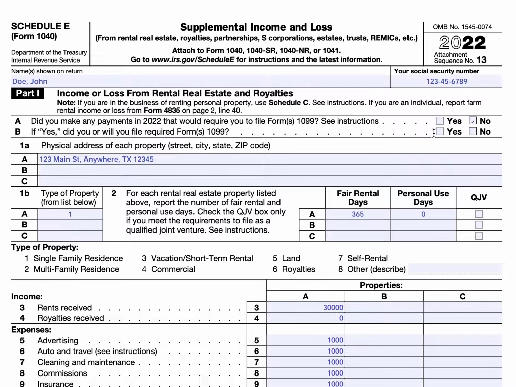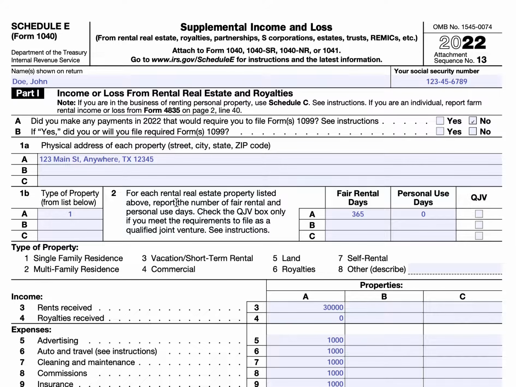In this case, our hero John Doe did not file a 1099. He did not have anyone that he needed to pay a 1099 to. So in line 1, we're going to use this section to describe the property. So in line 1A, the physical address: street, city, state, zip code. In line 1B, we're going to enter the type of property that we are reporting on.